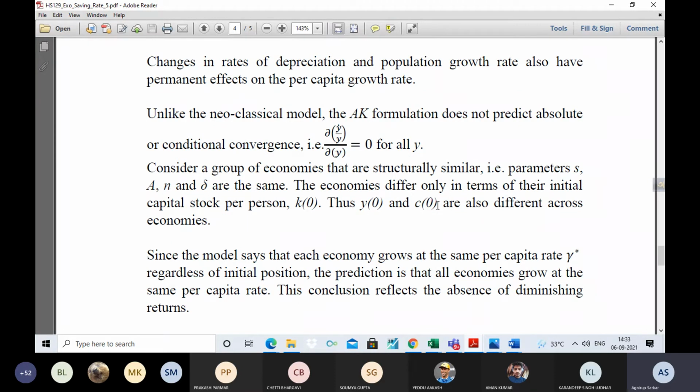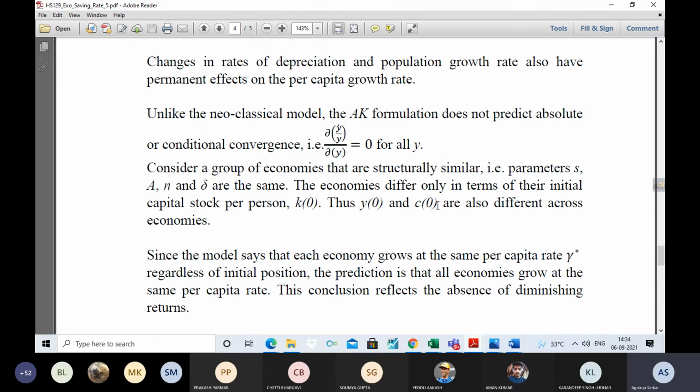Okay, so one way to think about the absence of diminishing returns to capital in the AK production function, as we saw earlier, is to consider a broad concept of capital that encompasses physical and human components.